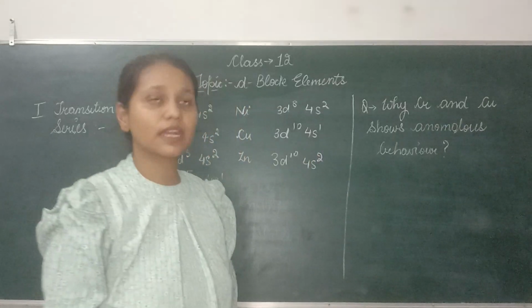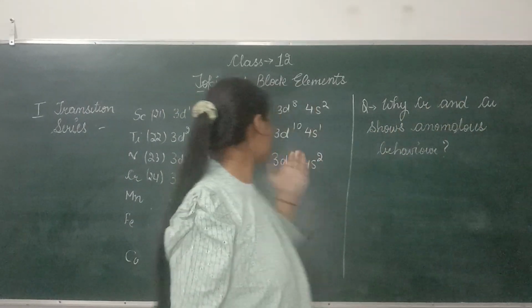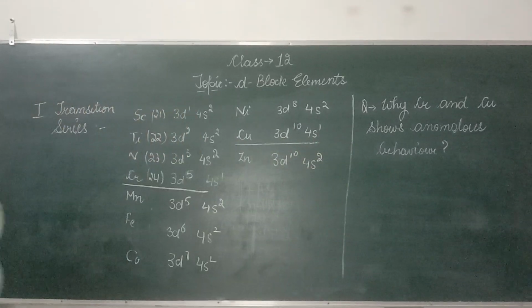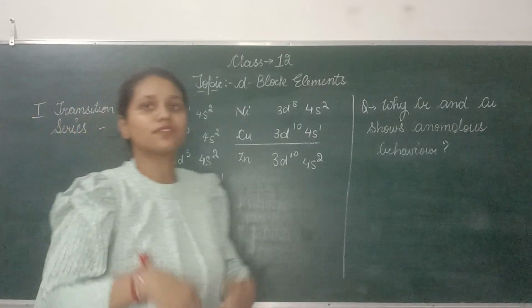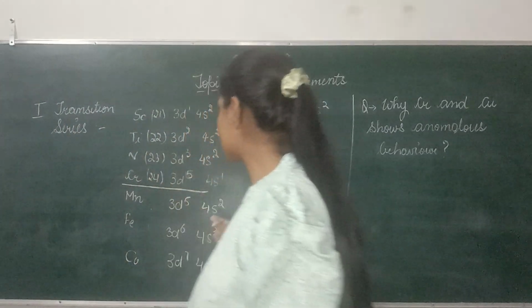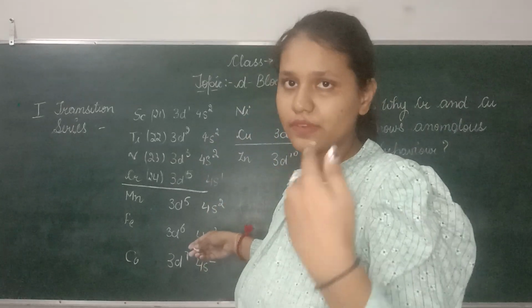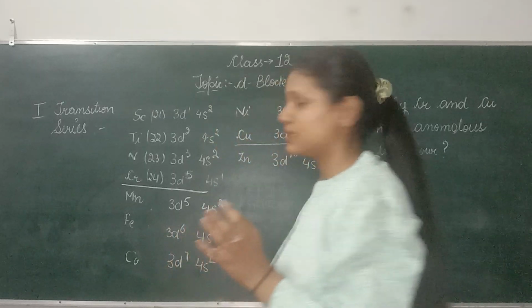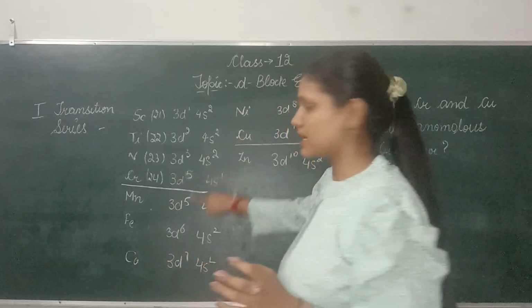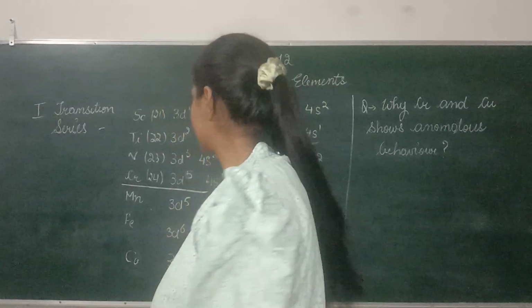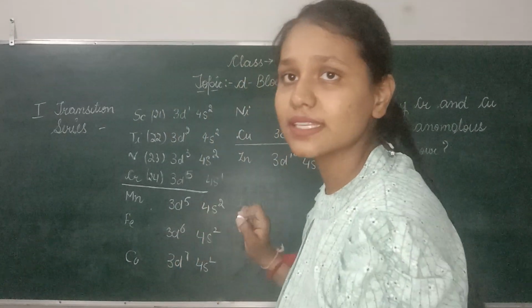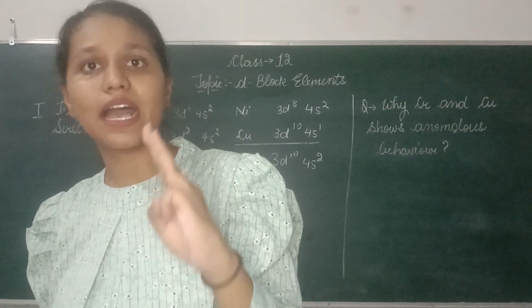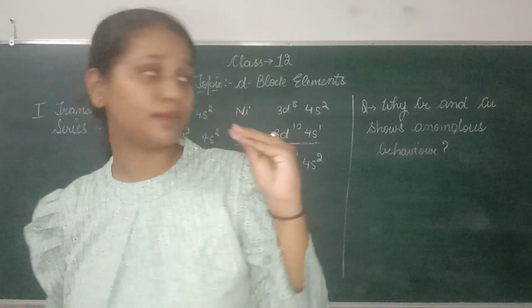And the question here comes out: why do chromium and copper show anomalous behavior? Anomalous means something different, as one electron is gradually filled in the d subshell moving from scandium to zinc. But some exceptional cases are seen in the first transition series. The question is why? Because empty, half-filled or fully filled subshells are known to be most stable.